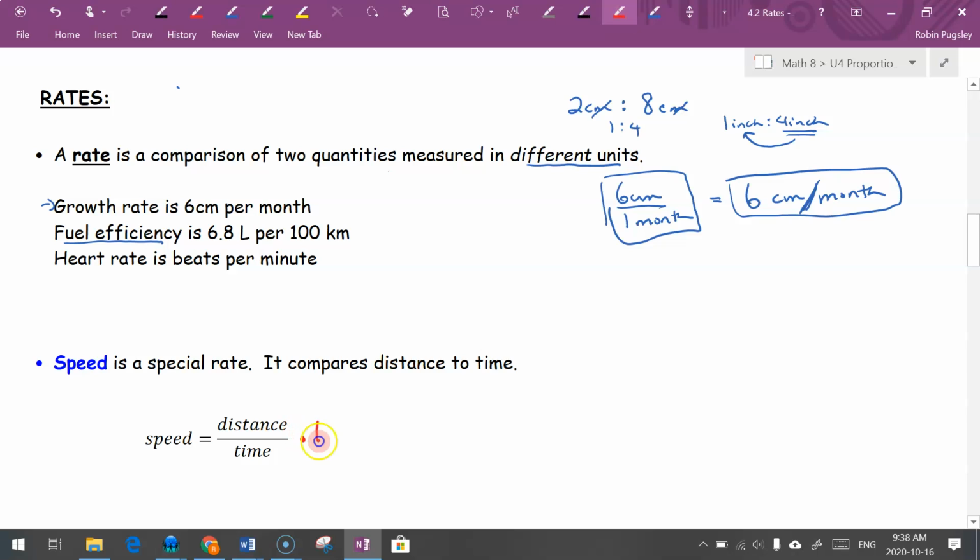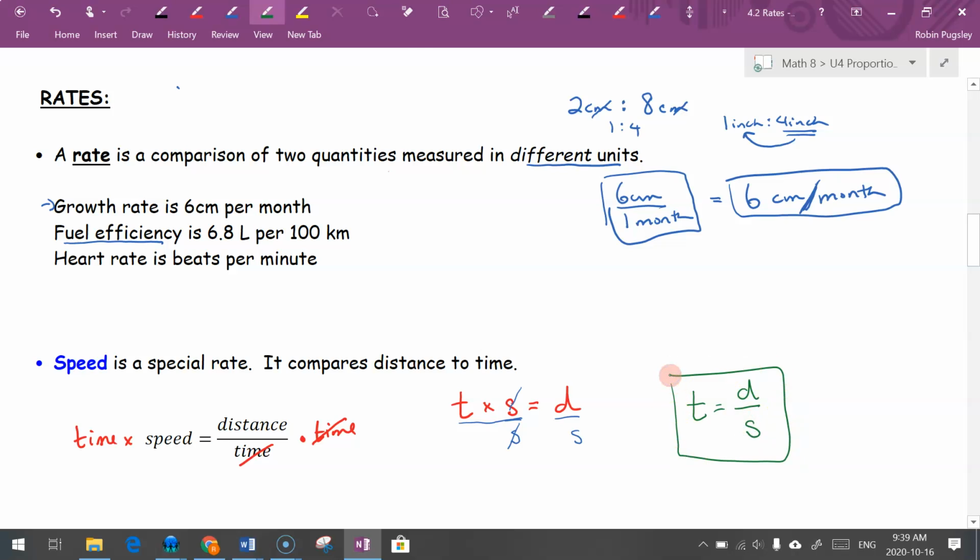For example, if I multiply both sides by time, these times will cancel, and my other formula could be time multiplied by speed equals distance, right? And if I divide both sides over here by speed, I divide the left side of the equation by speed and the right side of the equation by speed, the speeds cancel, and we have our third equation, which is time is equal to distance divided by speed. So we have time equals distance divided by speed.